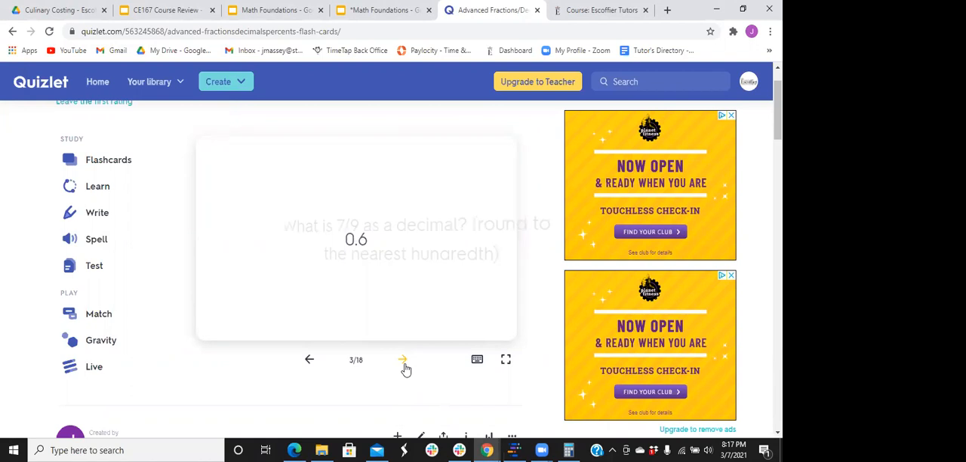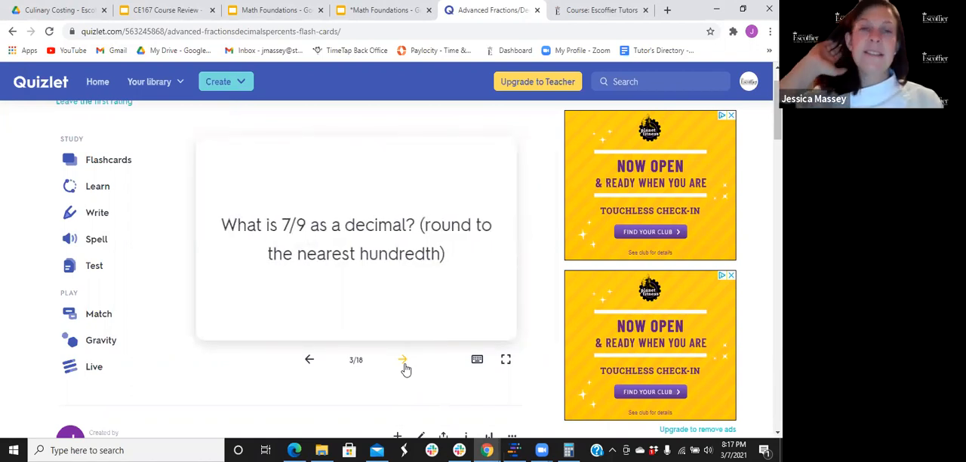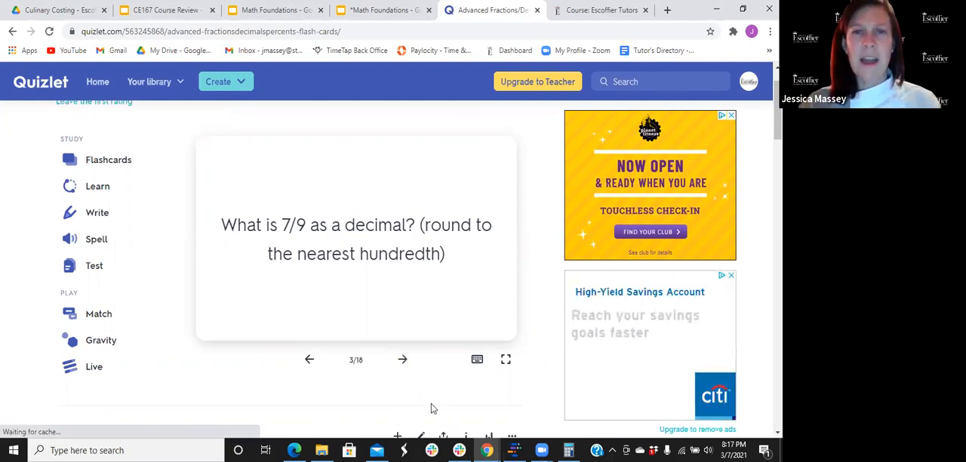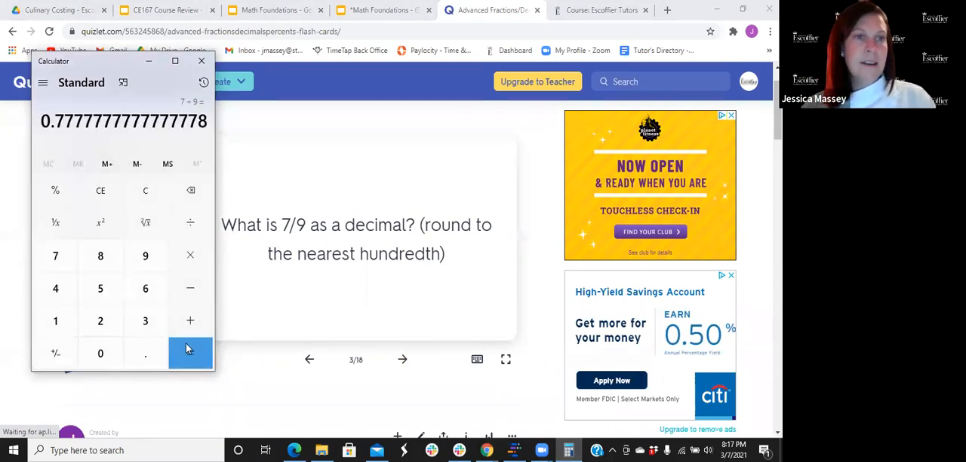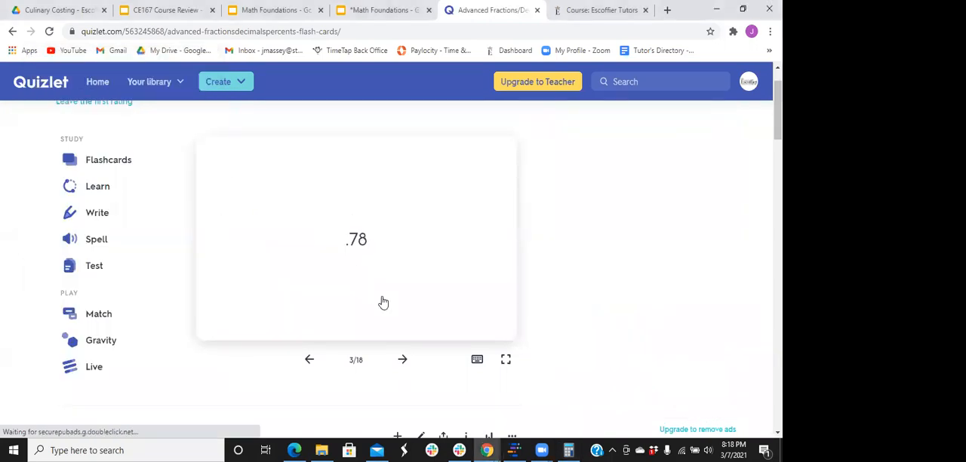Hope it is. What is 7/10 as a decimal rounded to the nearest hundredth? 7/9. I don't know if I said ninths or tenths. I can't remember, but it says ninth. So you take that 7 and you divide it by that 9. And we get this very long number of 7s. You look at that third 7, meaning you'd round up. So this 7 has to change to an 8, and we'd get 0.78.